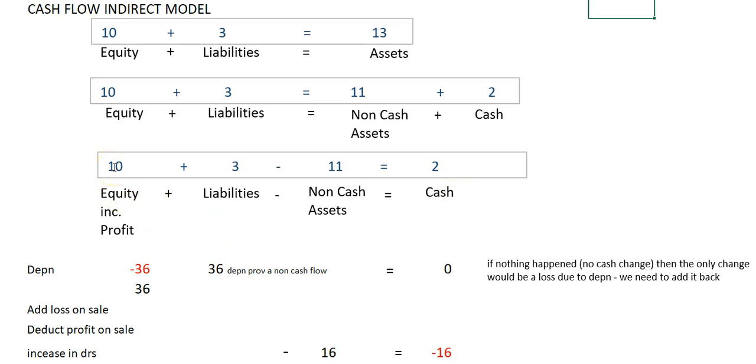Now we have 10 for our equity, including profit, plus liabilities, minus 11 equals 2. And this is essentially the equation we work with, so it's a modified accounting equation.